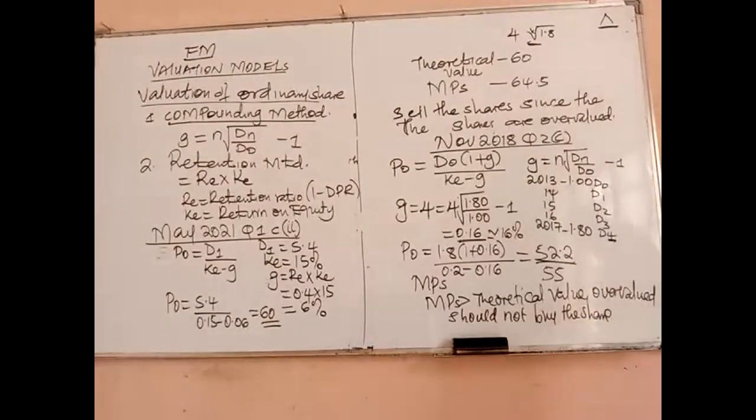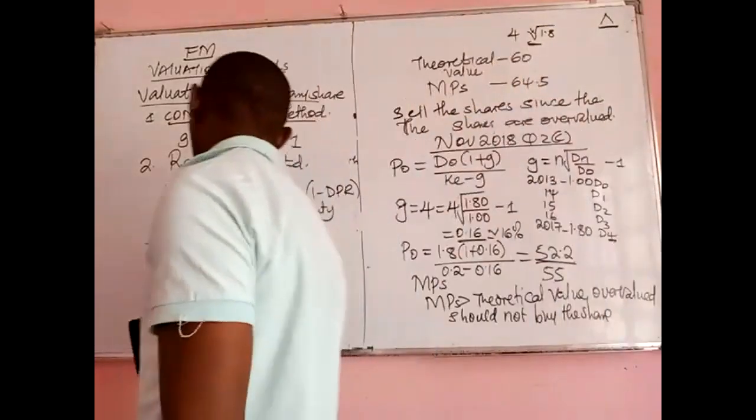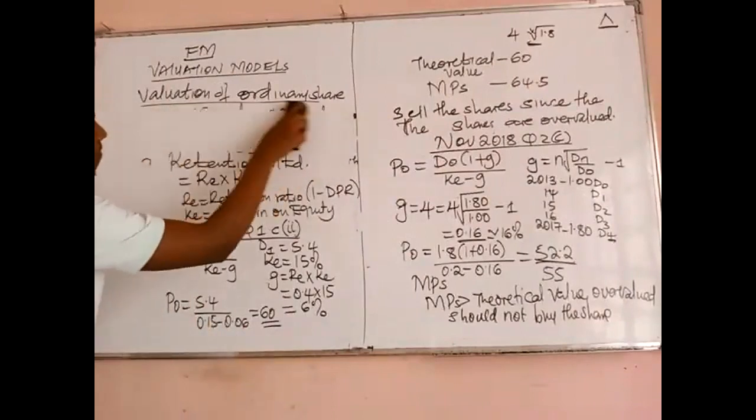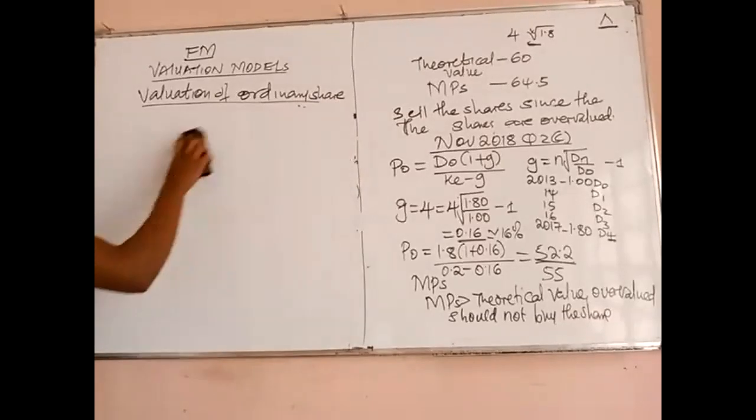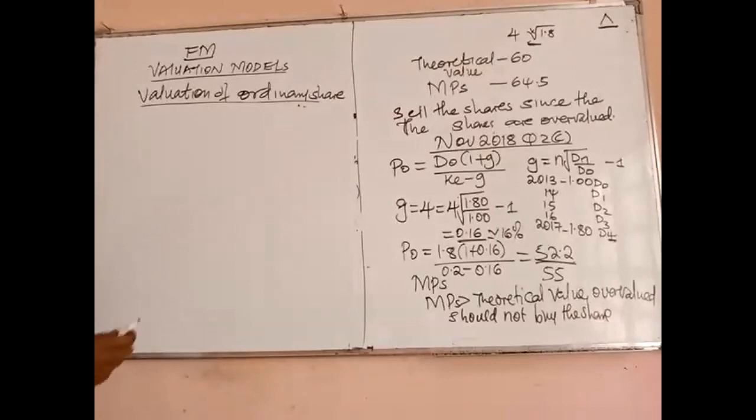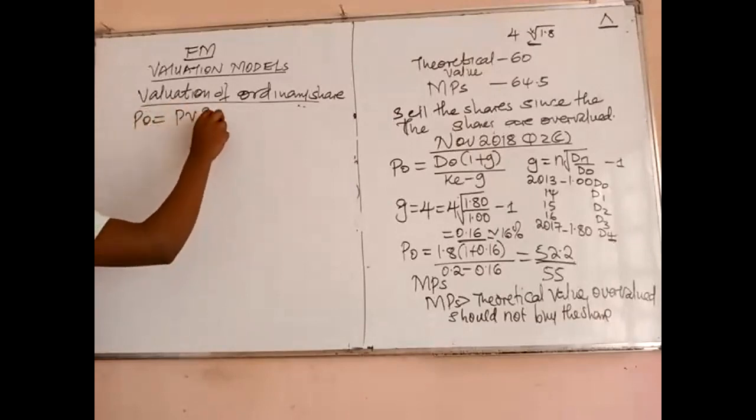Now let's talk about the third category: non-constant dividend growth rate ordinary shares. Non-constant dividend growth rate ordinary shares. For these, as I've said, they grow at a constant rate, but in different periods. So for this one, we apply the theory of what? The fundamental theory of valuation. This is the one that we apply.